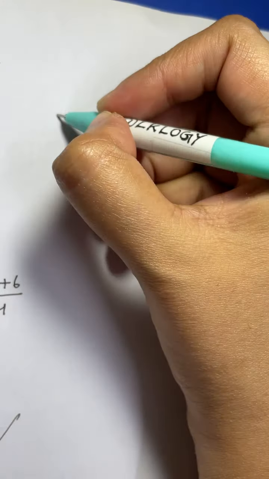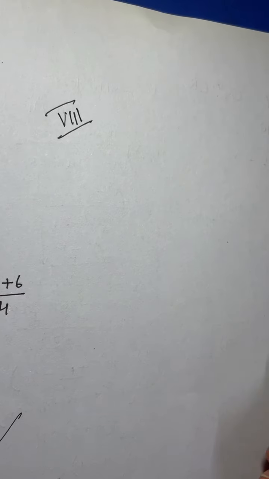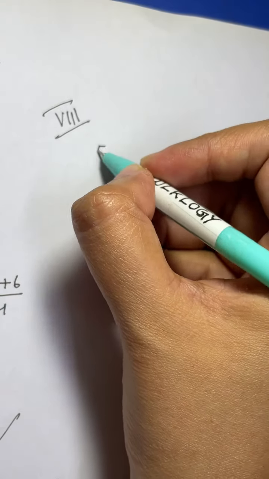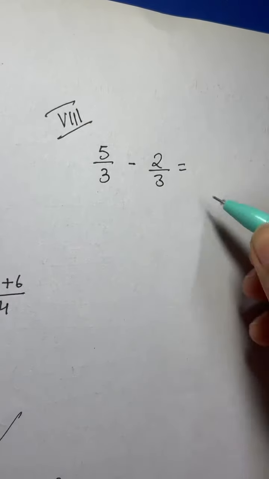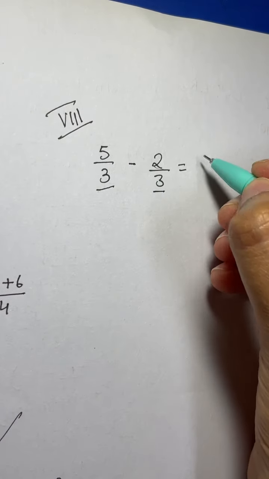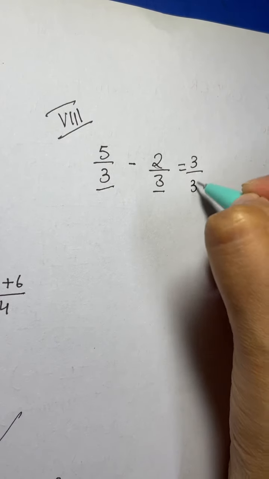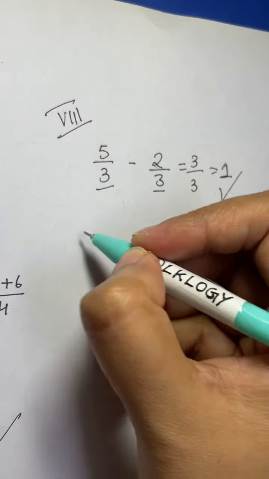Number 8. Okay, question number 8, we have subtracting two fractions. 5/3 minus 2/3. So when you have denominators same, you just subtract the numerators. 5 minus 2 is 3. The denominator remains same. 3/3 is 1, and you're done. Okay, number 9.